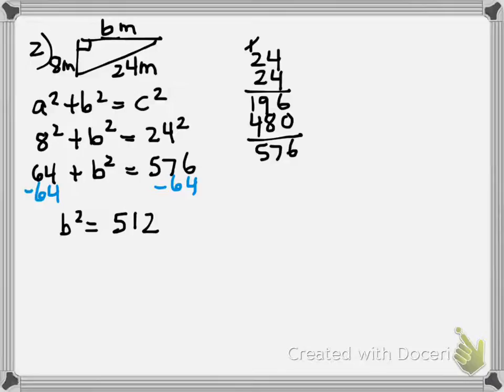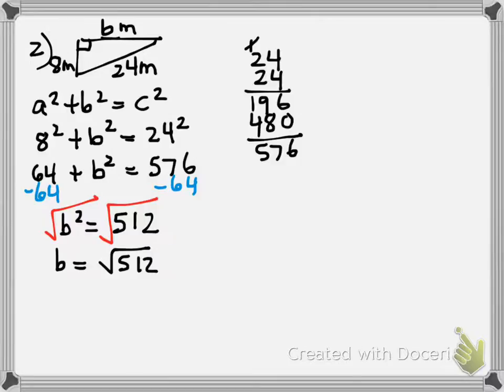All right, and now that we've got our square term by itself, we're ready to take the square root of both sides. But here's a problem. 512 isn't a perfect square. I know that because it's pretty close to 576, which was 24 squared, and it's smaller than that. So I'm going to have to do estimation, which again we did at the beginning of the year. So right now, this is where I'm at. b is equal to the square root of 512.